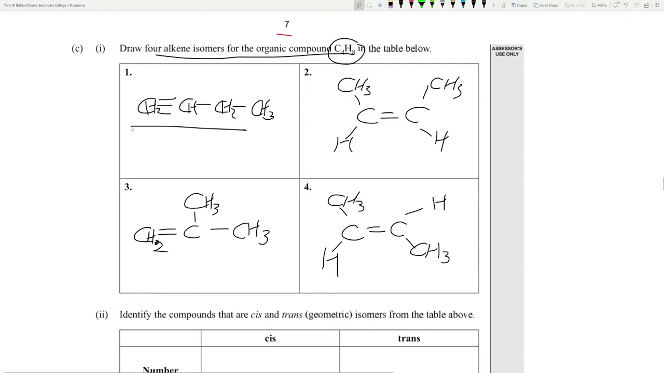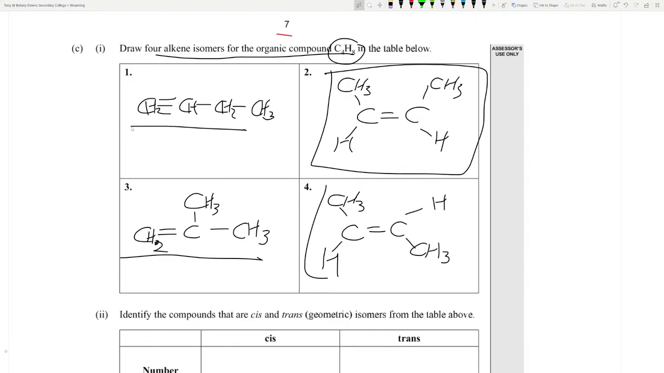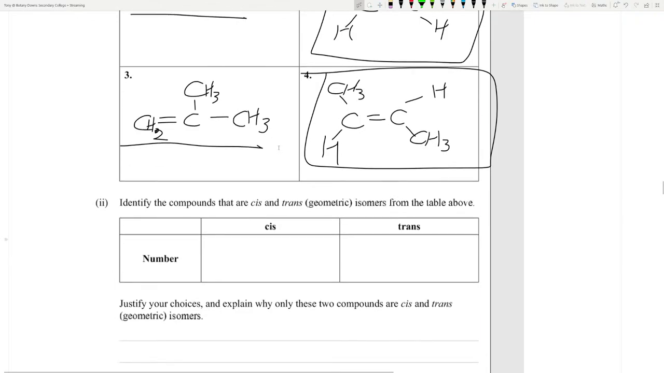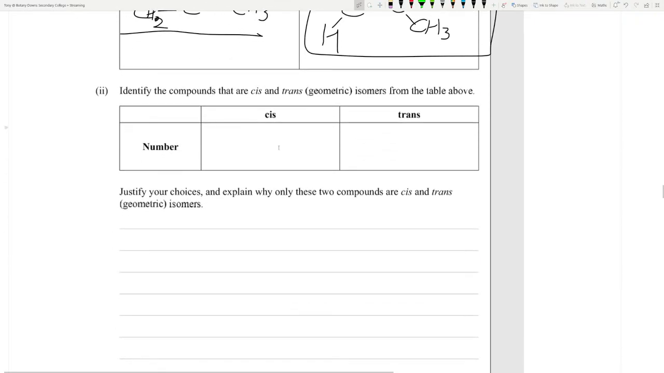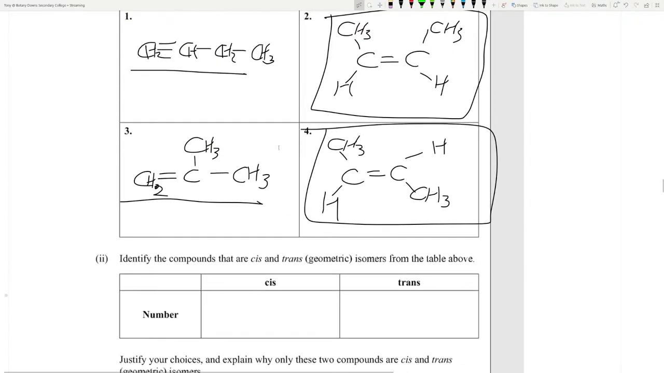So this is butylene, this is propane, this is cis butylene, this is trans butylene. All right, I'll come back and do the naming later. So let's have a look, identify the compound. They kind of told you one of those is cis, one of those is trans from a table above. So which one is cis? Number two. Which one's trans? Number four.